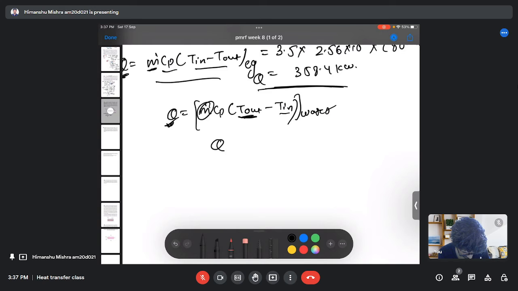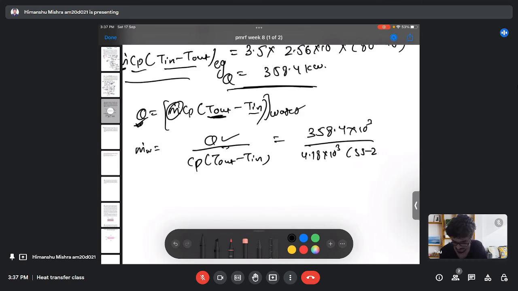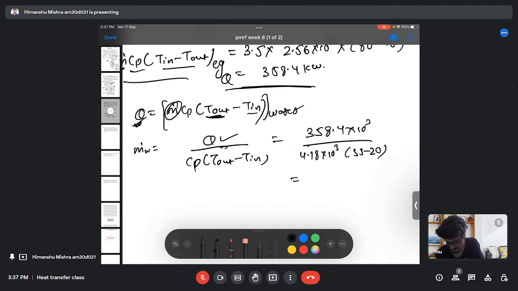So it will be, for the water, my m dot becomes this. We have already found Q, which is 358.4 watt, and my heat capacity of the water is 4.18 times 10 to the power 3. And this is my given temperature difference from the question. On calculating this, we will get the mass flow rate as 2.45 kg per second.